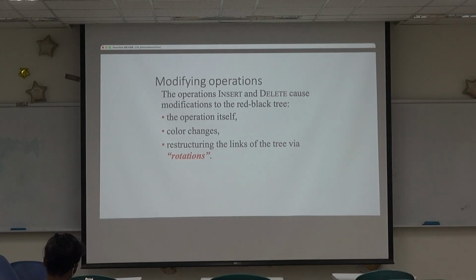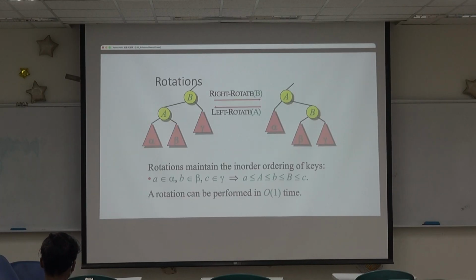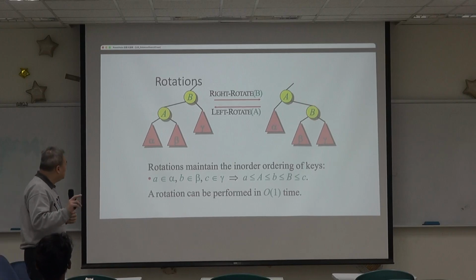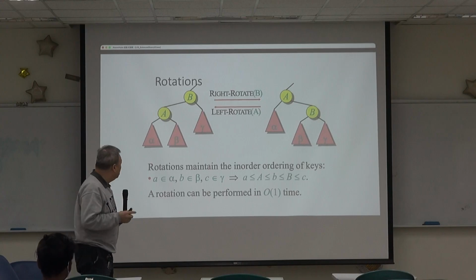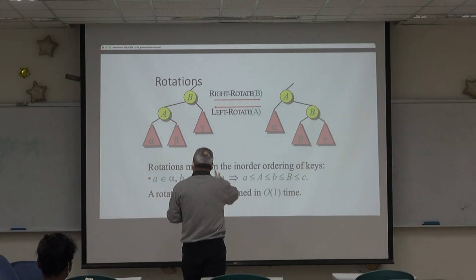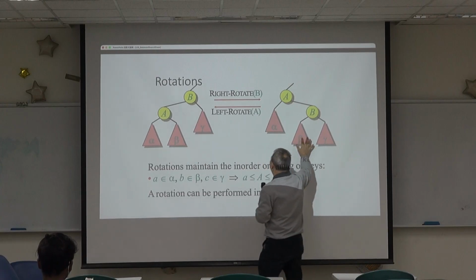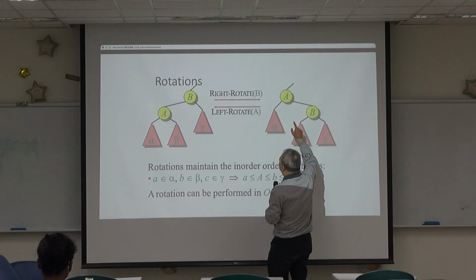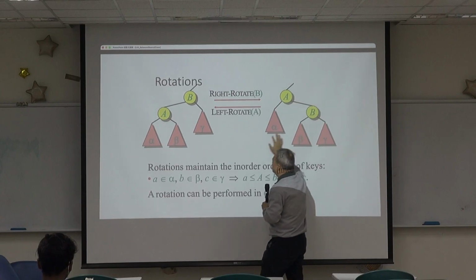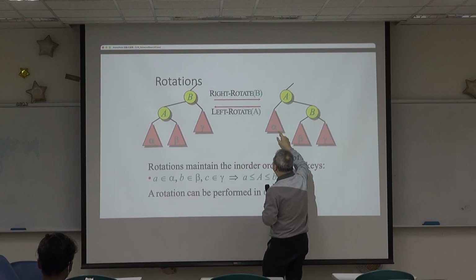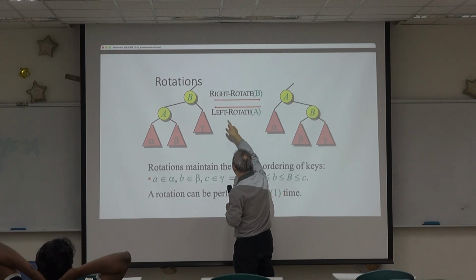So how do we do it? First, let's talk about the rotation. We have two different rotations: one is right rotation, one is left rotation. From left side to right side, we call this a right rotation. From right side to left side, we call it left rotation. Of course, it's with respect to a node.